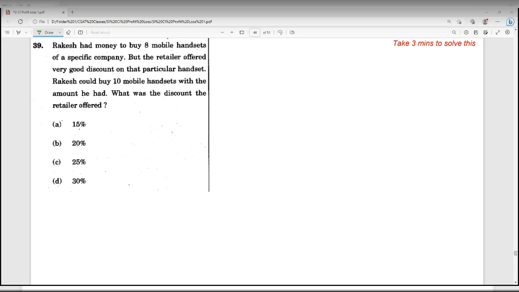For option A or option D. So we'll see how to go about this question.